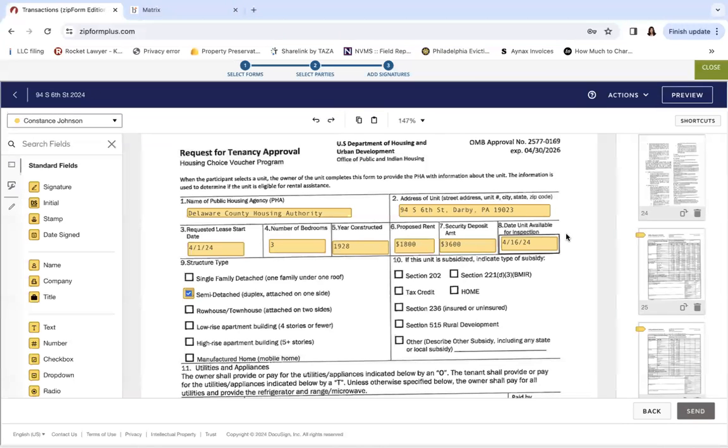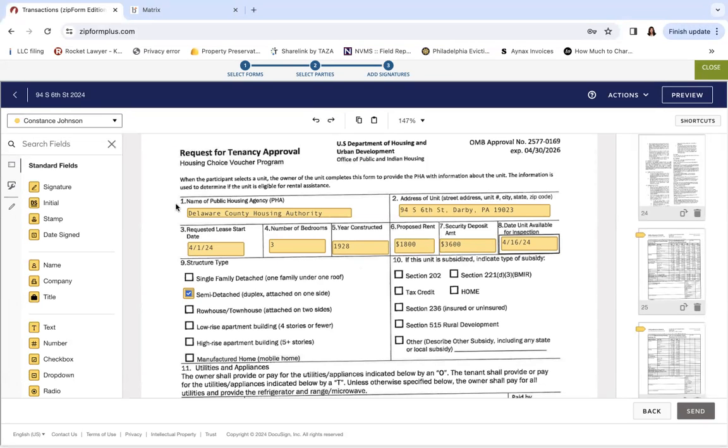Hi guys, we are going to go over how to complete the request for tenancy approval through Delaware County Housing Authority in Delaware County, Pennsylvania. The request for tenancy approval is utilized by the caseworker when you have picked a tenant to determine if that particular tenant would qualify for the rent amount you're proposing.